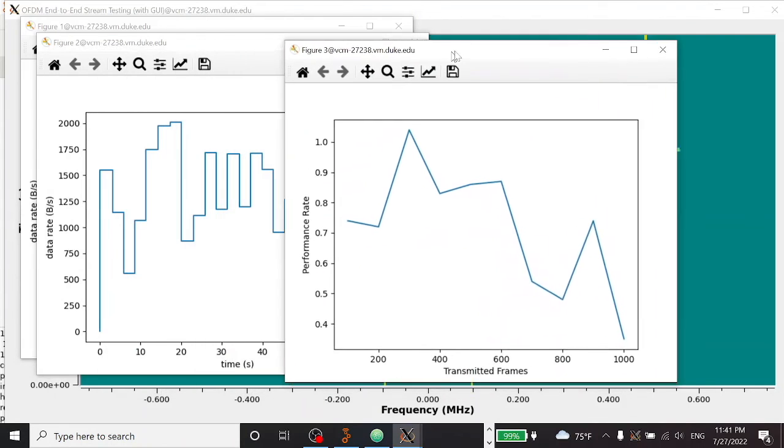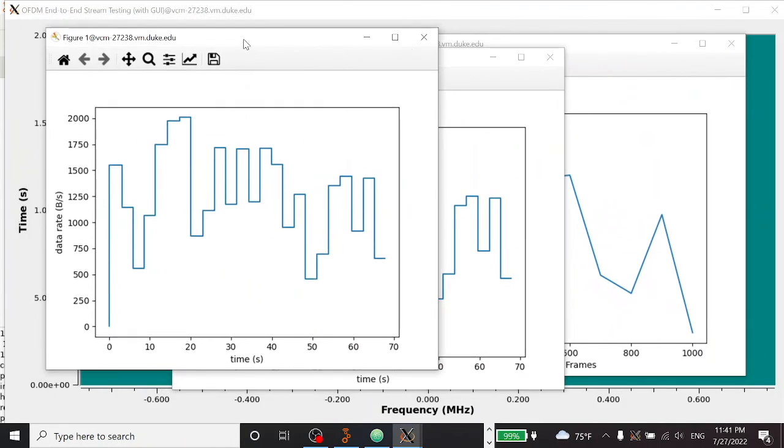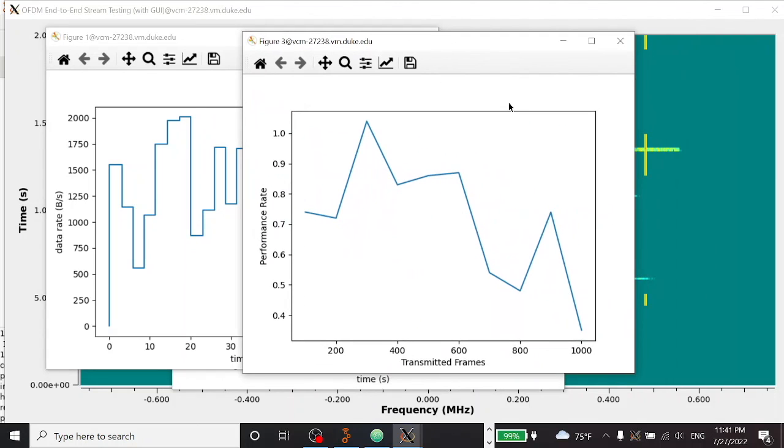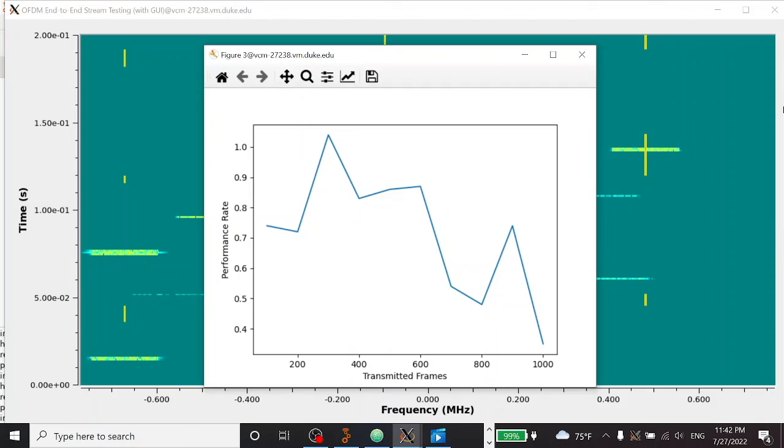We have the performance rate plot and data rate plots. These plots are also automatically saved along with a text file. We can then analyze our collected data.